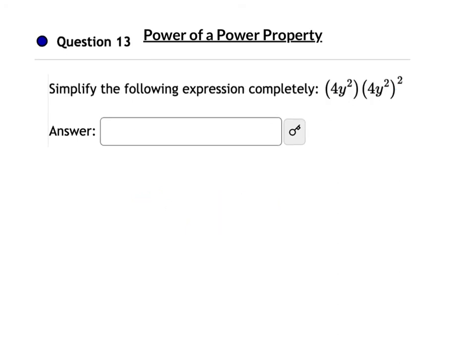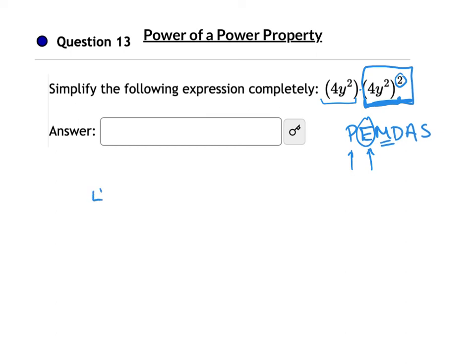Question 13 is a little confusing because you're actually doing two operations. You are taking this times this, and you have to remember the old PEMDAS. And it's been a while since we talked about that. But parentheses, exponents. You have to do your exponents before you multiply because this exponent only affects this thing right here.